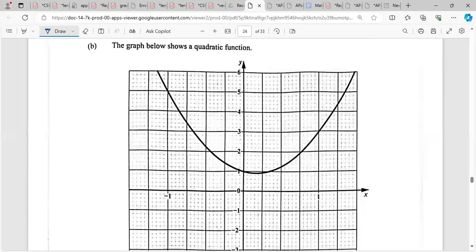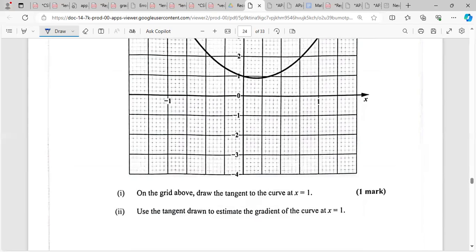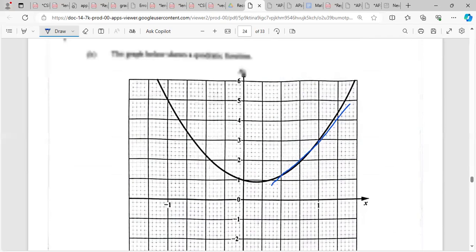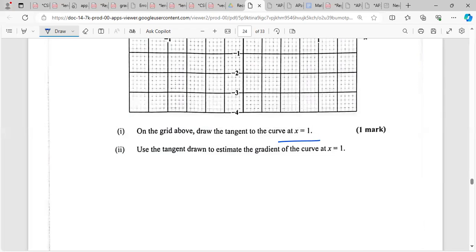It says now, the graph below shows some quadratic function. On the grid, draw the tangent to the curve at x equal 1. Right? A tangent touches at a single point. So I guess that's the tangent at 1. Alright. And then what they want now, they say use the tangent drawn to estimate the gradient of the curve.